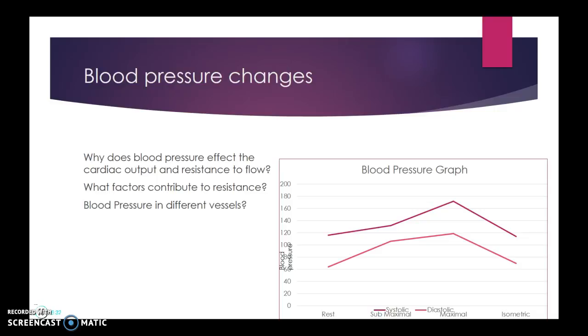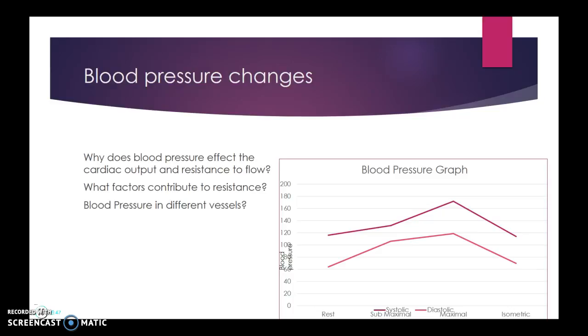Exercise can affect the pressure also. If we are pumping more blood out due to the muscles needing it, the pressure will increase as there is more blood flow and more blood pushing against the walls of the vessels. Normal blood pressure levels are around 120/80 at rest.